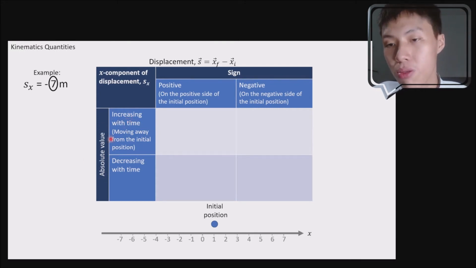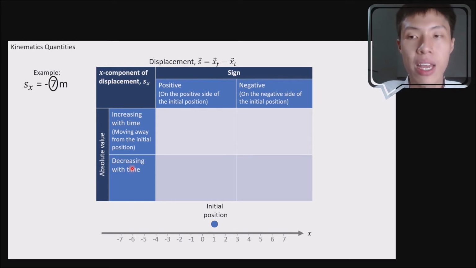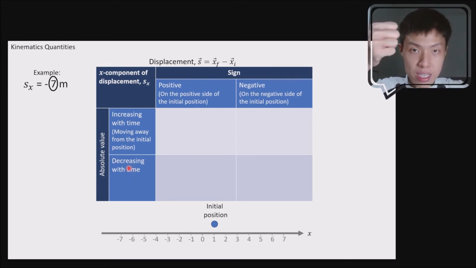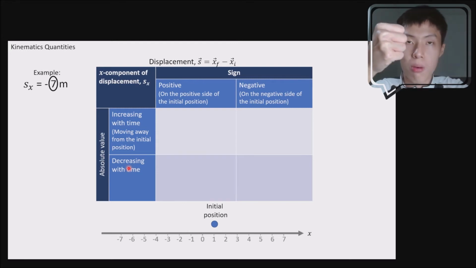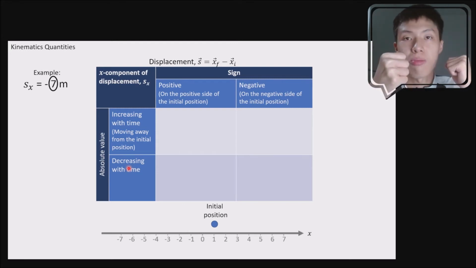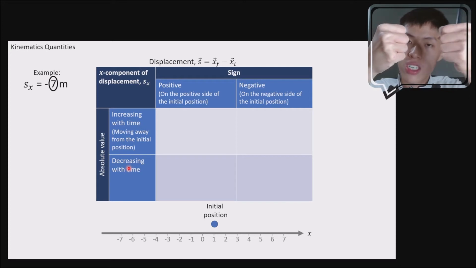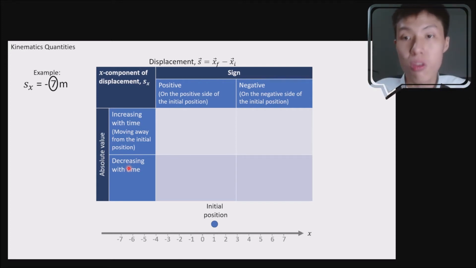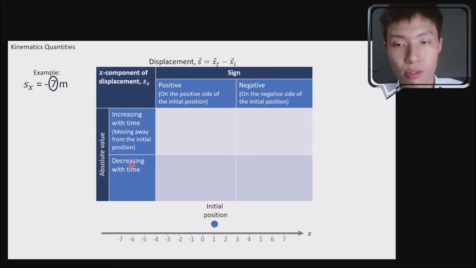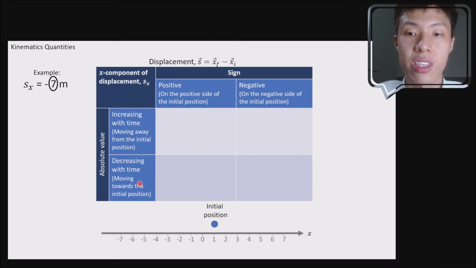But if the absolute value decreases with time, then it means that the distance between the final position and the initial position is getting nearer. So you can think of it as the object here is approaching or moving towards the initial position. If you're moving towards the initial position, of course the distance between the initial and final will be smaller. So it decreases with time, so it's moving towards the initial position.